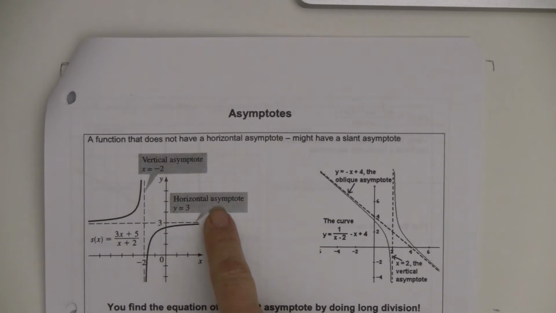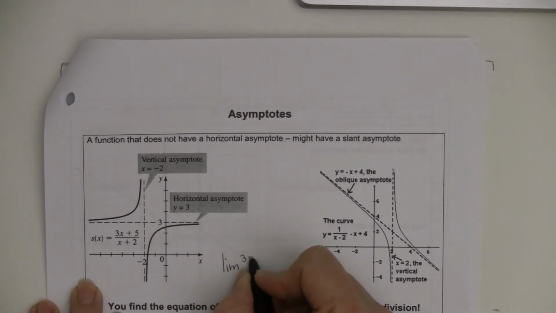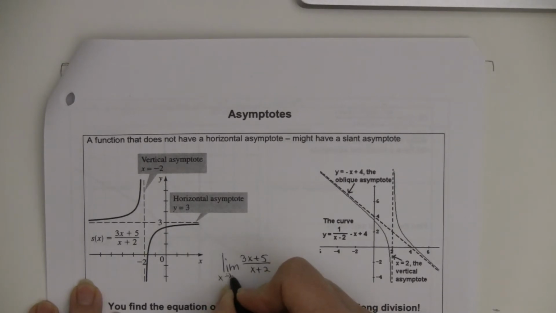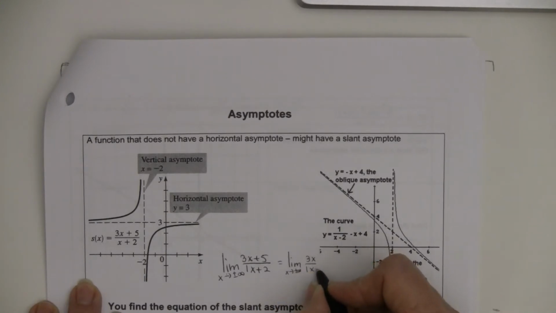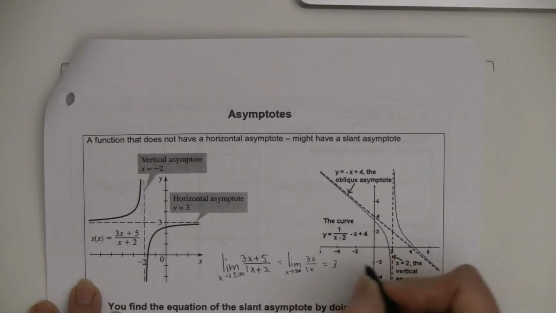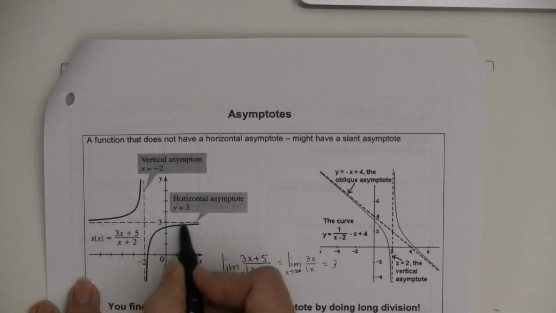And then the horizontal asymptote, how you would find it is you find the limit as 3x plus 5 over x plus 2 goes to plus or minus infinity. And I can do dominant term analysis here, and this is the same as the limit as 3x, the dominant term in the numerator, over 1x, the dominant term in the denominator. And then the x's would reduce out, so that's 3. And so the horizontal asymptote is at y equals 3. And so you see the horizontal asymptote there.